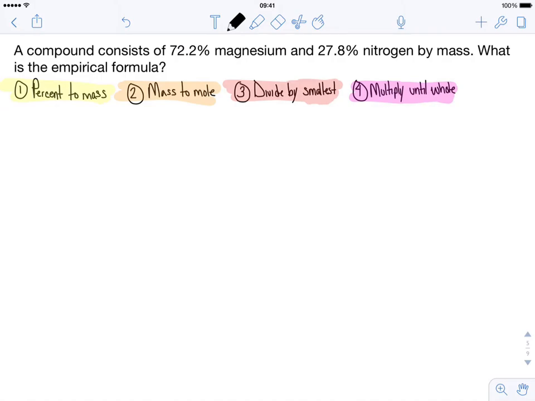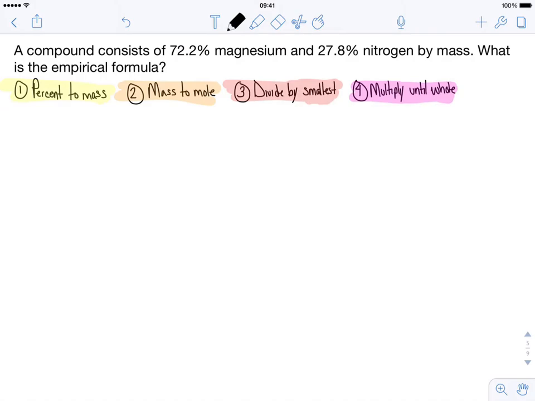Now the steps, how I wrote them, kind of have a nice little ring to it, so it might help you remember them. So percent to mass, mass to mole, divide by smallest, multiply until whole. Super corny, I know, but it might help some of you. Okay, so let's take a look at how to solve a problem like this.